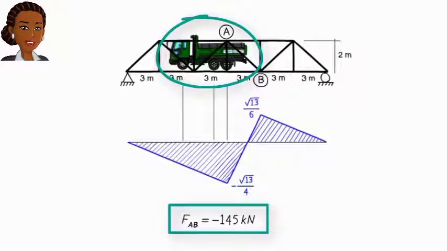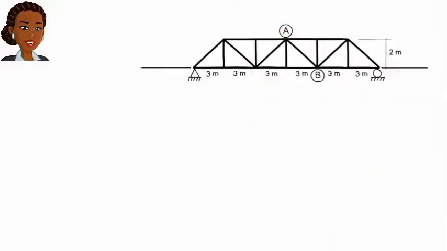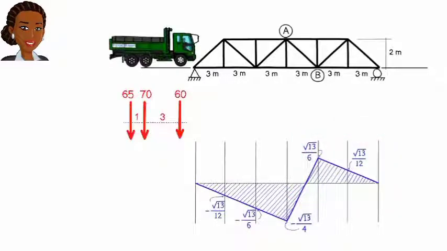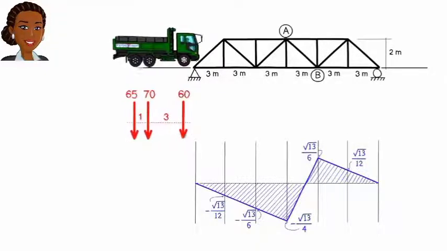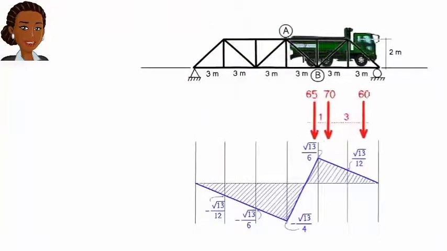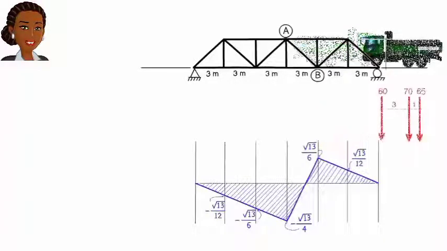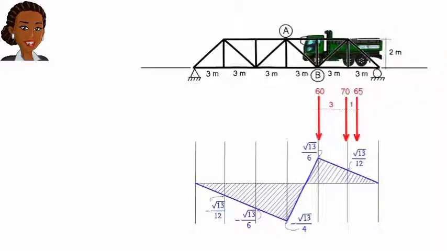Now, let's turn our attention to calculating the maximum tensile force in AB. For this, we focus on the right side of the influence line, where the values are all positive, indicating the presence of a tensile force in the member. By visually inspecting the diagram, we can conclude that the maximum tensile force in AB occurs under one of two loading scenarios. This scenario, where the truck is facing to the right and the rear axle is on top of joint B. Or this scenario, where the truck is facing to the left and the front axle is on top of B.